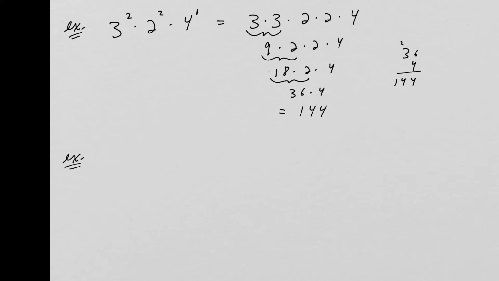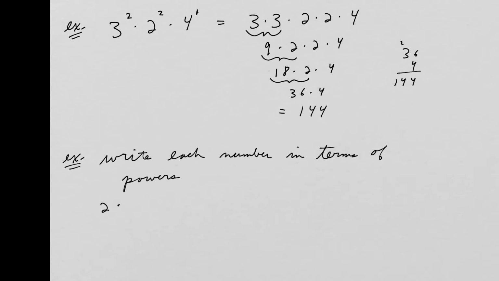So let's say you're asked to write each number in terms of powers. So if I gave you 2 times 2 times 5 times 5 times 2. Okay, I'm multiplying everything together, right? So it actually doesn't matter what order I multiply numbers in. If you want, you could rewrite this. I could say this is 2 times 2 times 2 times 5 times 5.